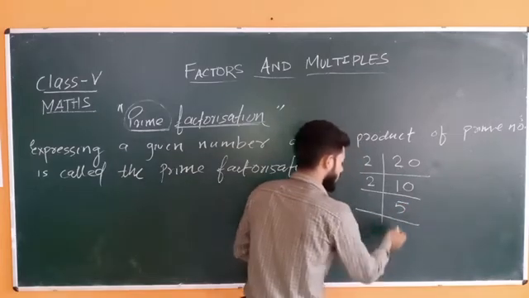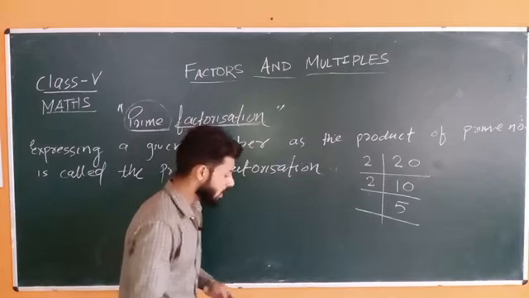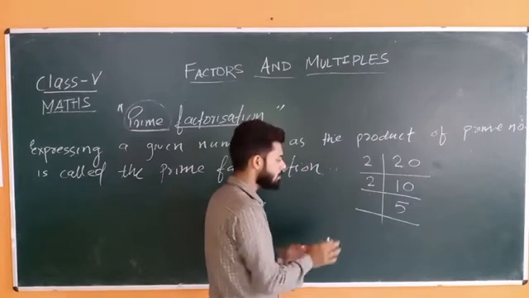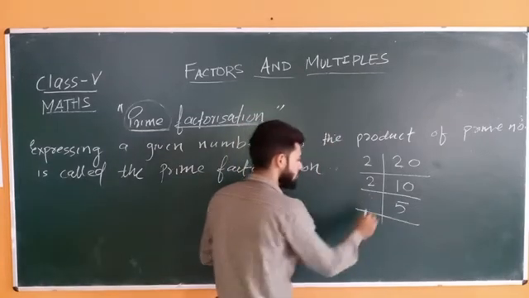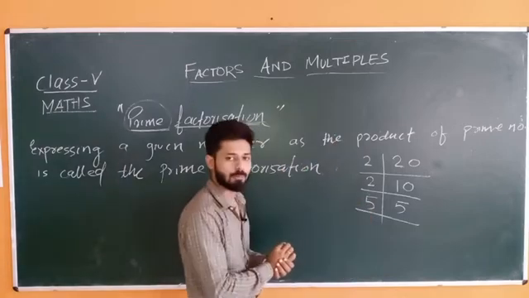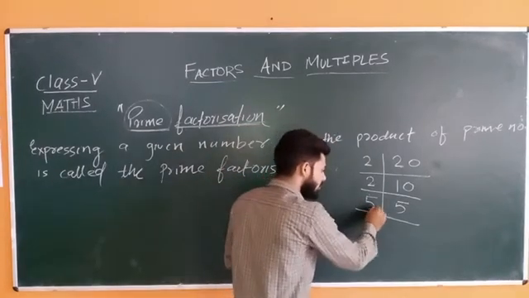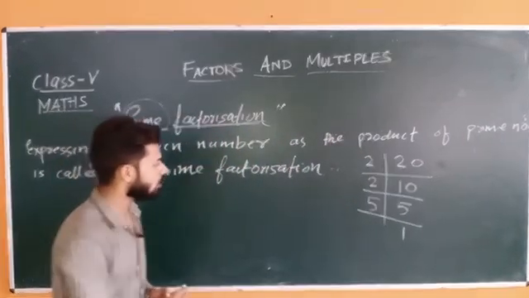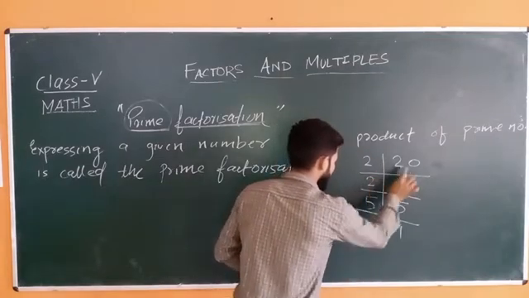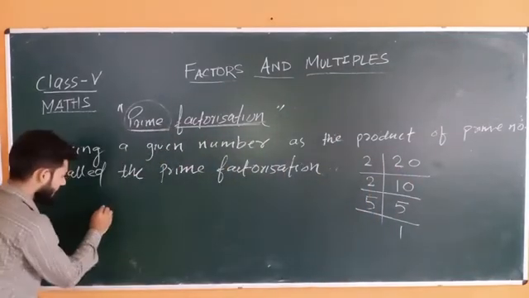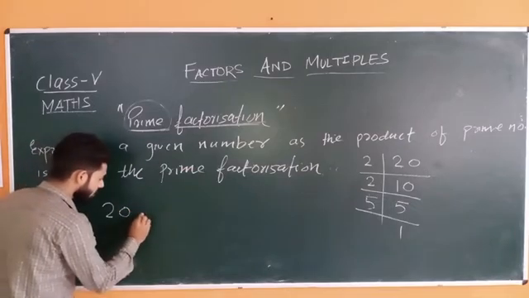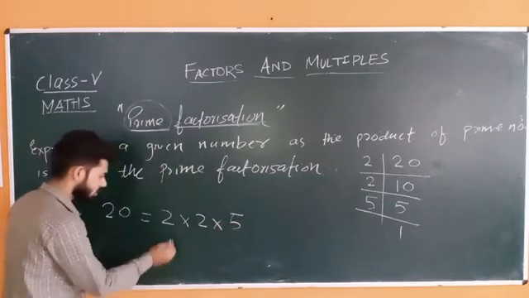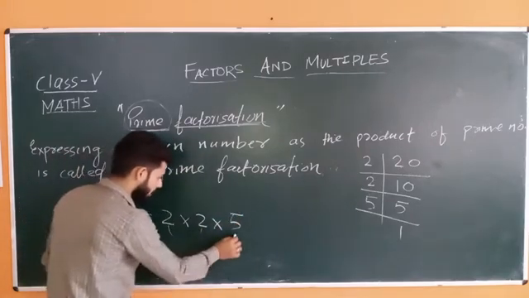Okay, so now once again you have to repeat the same process: write here the smallest prime number which can divide 5 completely. So 5 is the smallest prime number which can divide 5 completely. How many times? 1 time. So what are the prime factors of 20? 20 can be written as 2 into 2 into 5. Let us check. 2 2s are 4 and 4 5s are 20.